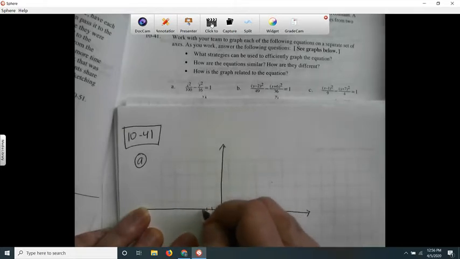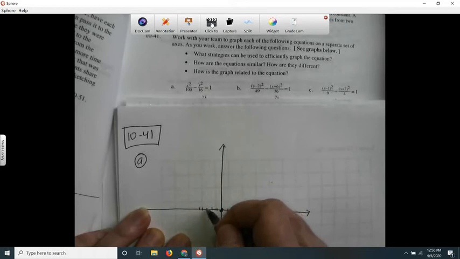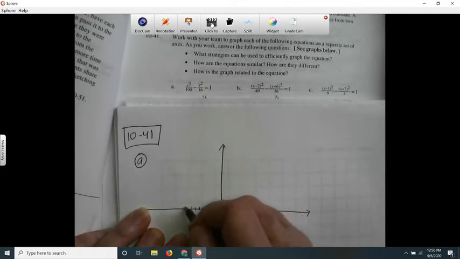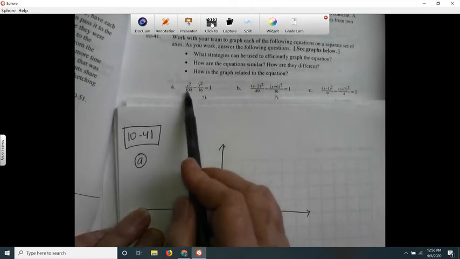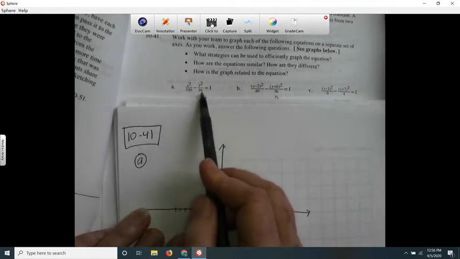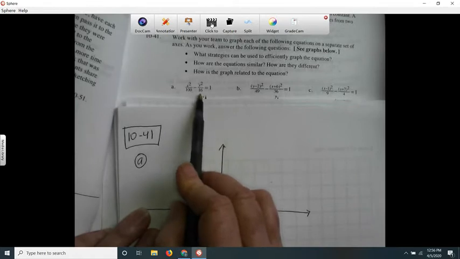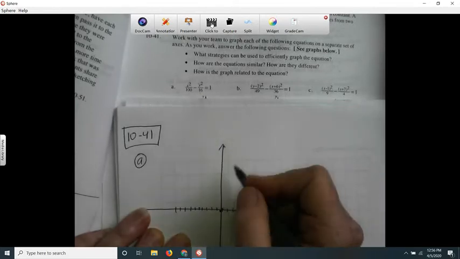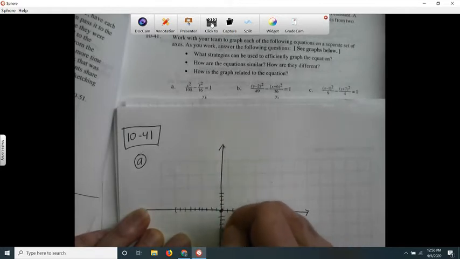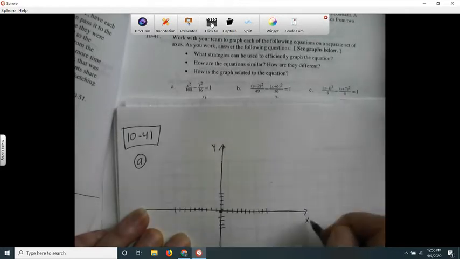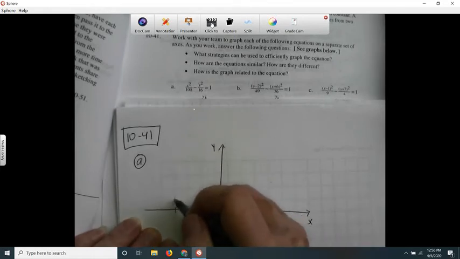So I'm going to go right and left by 10. And I'm doing that on the x-axis because that's underneath the x. And then on the y-axis, I'm going to go up and down by 4 because that's the square root of 16. This is y, this is x. And I know this sounds weird, but I'm going to make a box.